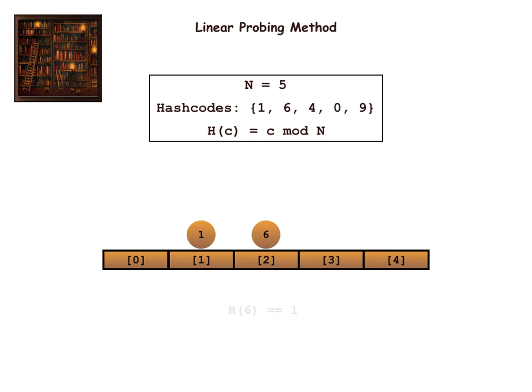Next, 4. 4 maps to location 4. Let's check to see if it's occupied. It's not, so 4 goes here. Next, 0. 0 maps to location 0. Check to see if it's occupied. It's not, so 0 goes there. Next, the number 9. 9 maps to location 4. 4 is occupied. So let's wrap around back to 0, occupied, then to 1, occupied, occupied, unoccupied. So 9 would go here.